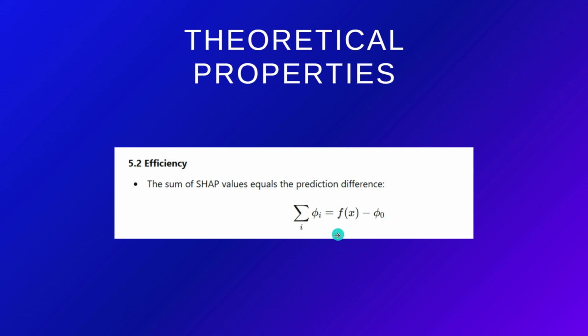And this f of x is the model's prediction for the specific instance x, and pi sub 0 is the base value, which represents the average prediction across the dataset. In simple terms, the efficiency property ensures that the SHAP values fully account for the difference between the model's prediction and the base value. There is no extra or missing contribution. Everything is accounted for in the SHAP explanation.